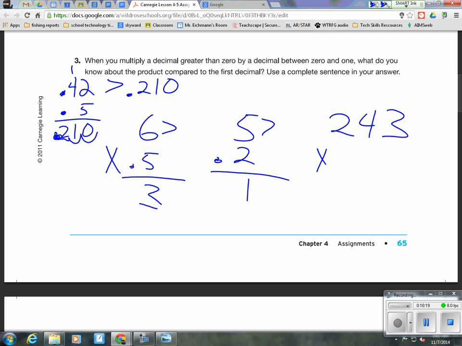If I multiply this times 0.3, we have a 9 here, we have a 12 here, we have a 1 here, 7, 72.9. That's less. But if you multiply it by something greater than 1, it's going to get bigger. Do you understand that? Okay.